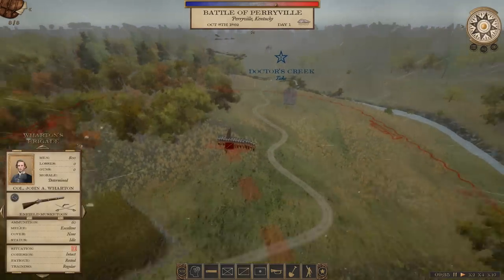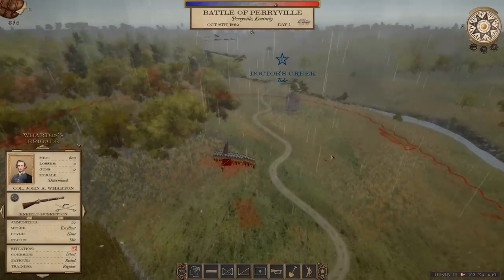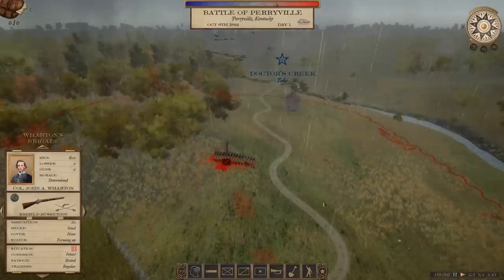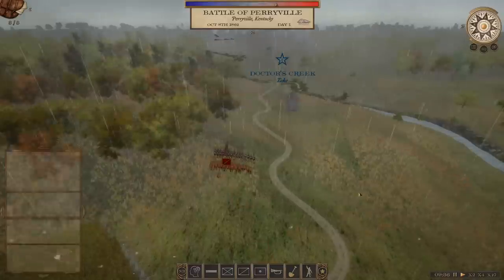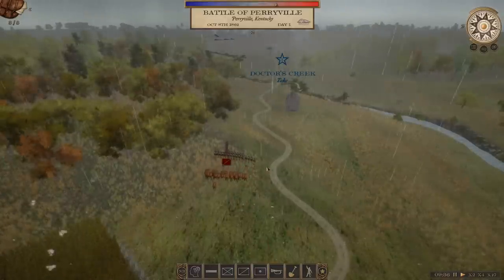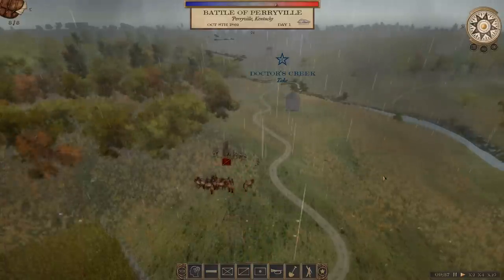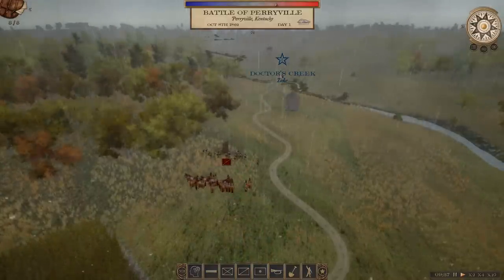And Wharton has already reached Springfield Pike, so let's dismount him also, and deploy in open order to overwatch the road.